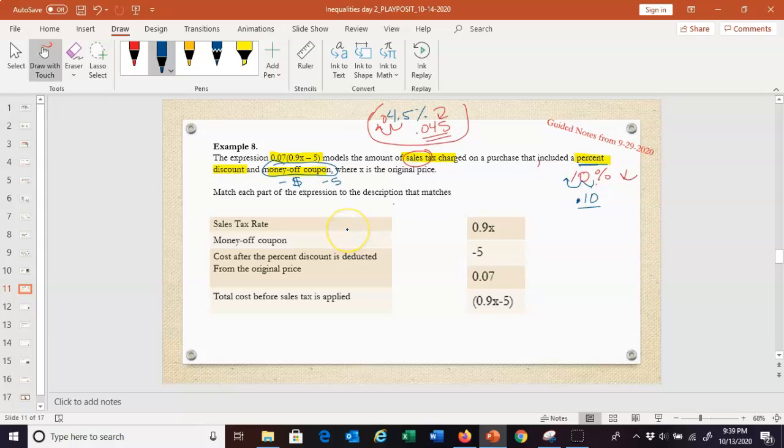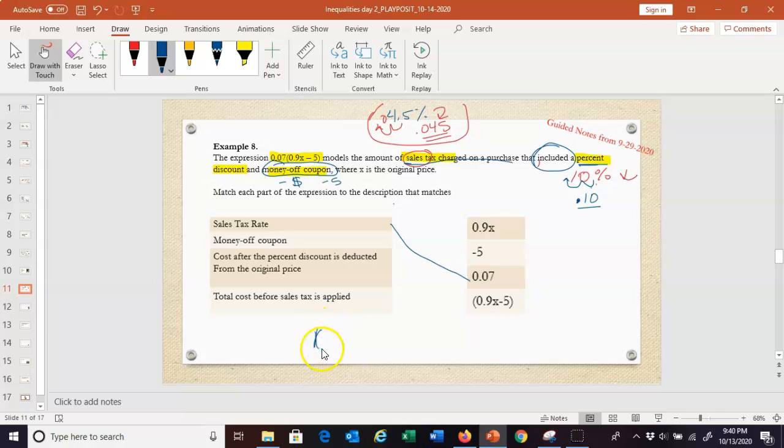All right, so let's match these up. It kind of depends how you want to go. We could go left to right. The sales tax rate. There are 2 decimals in our equation that we can choose from, the 0.9x and the 0.07. One tip it tells us is the sales tax is charged on the purchase that includes the percent discount. So when you go to buy your shirt, first they're going to take the percent discount off, then they're going to take the money off coupon, and then they're going to charge you tax. You are only charged tax on the actual cost of the item. So it's going to be this 0.07.